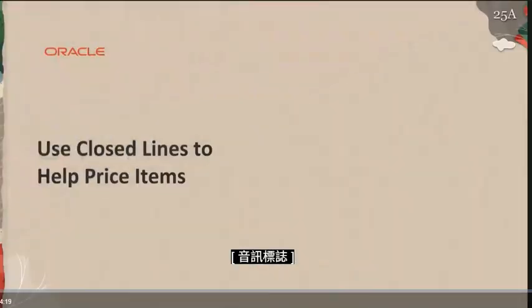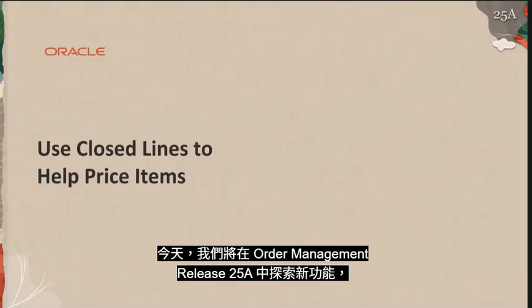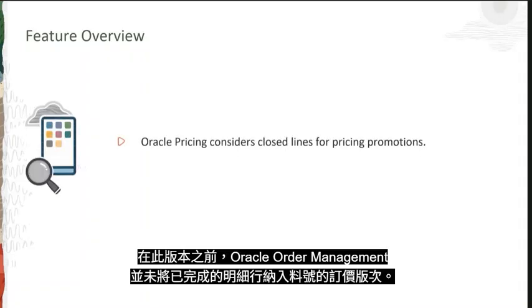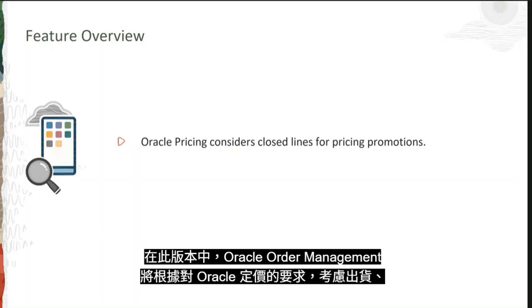Hello, today we will explore a new feature in Order Management Release 25A, in which pricing is now equipped to use closed lines to price items during a sales order revision. Prior to this release, Oracle Order Management did not factor completed lines for pricing revisions to an item. With this release, Oracle Order Management will consider ship, build, and closed lines on its request to Oracle Pricing to price a revision.